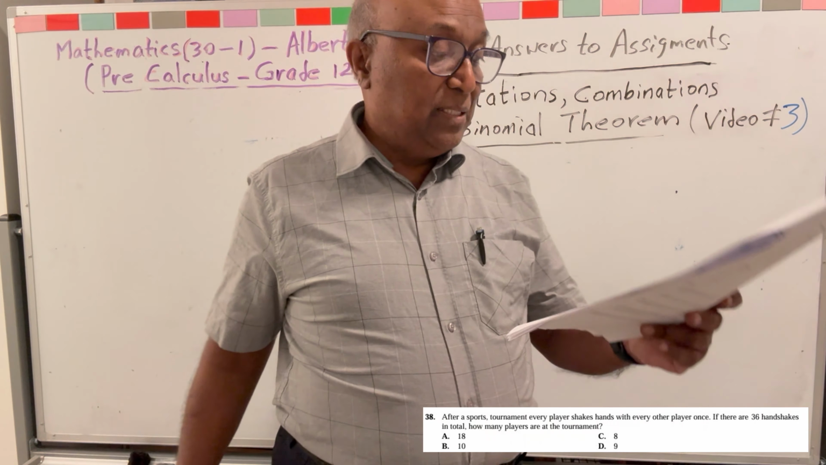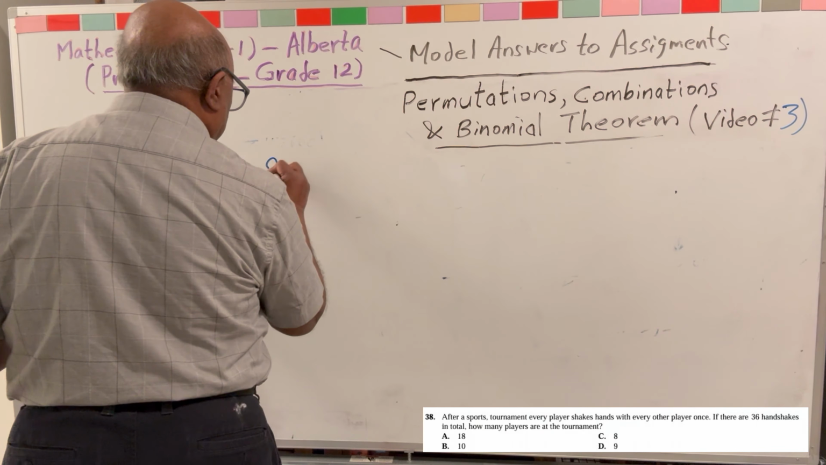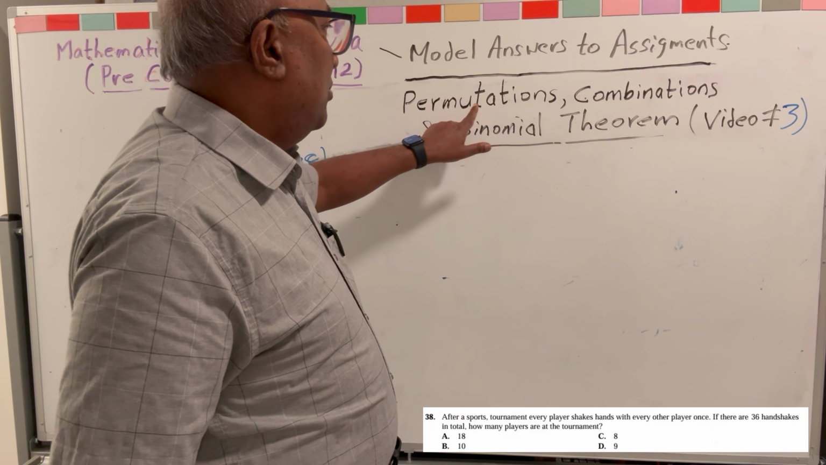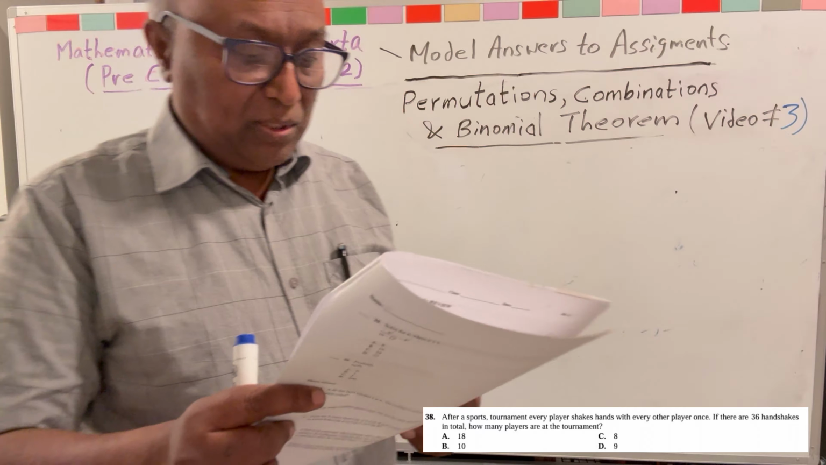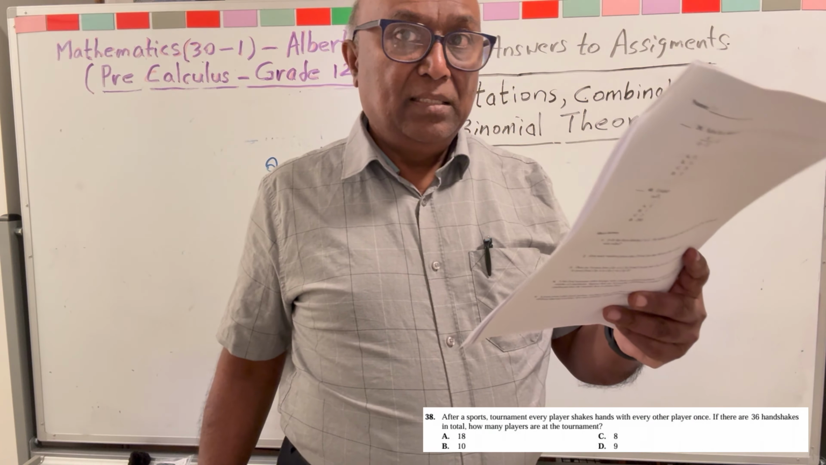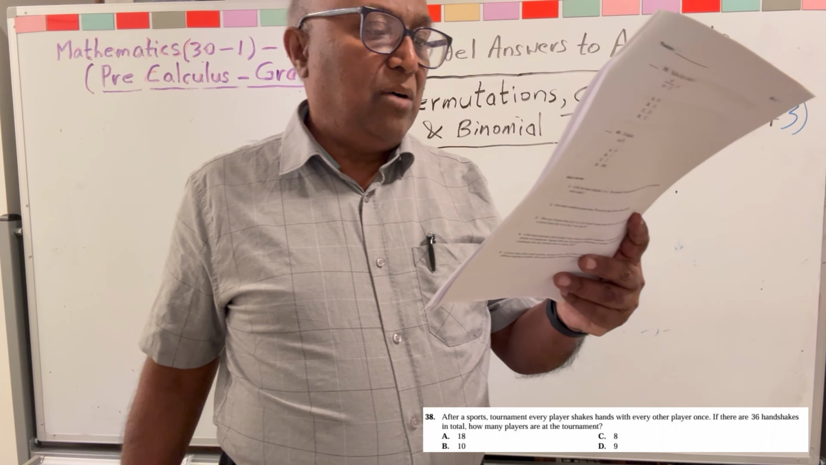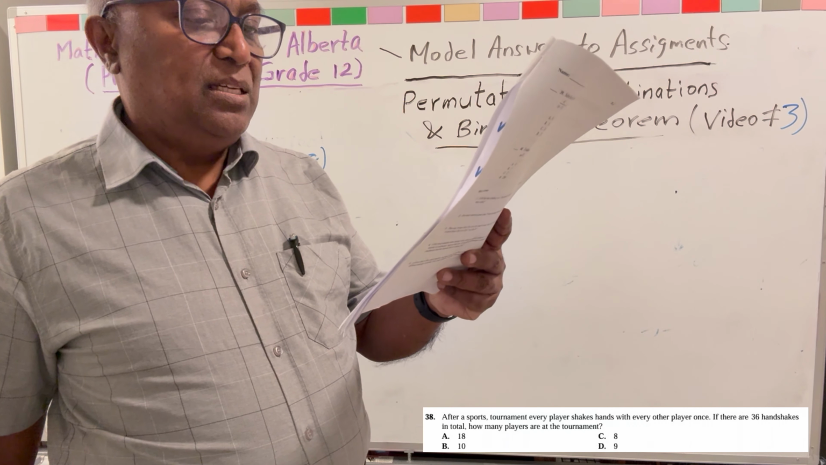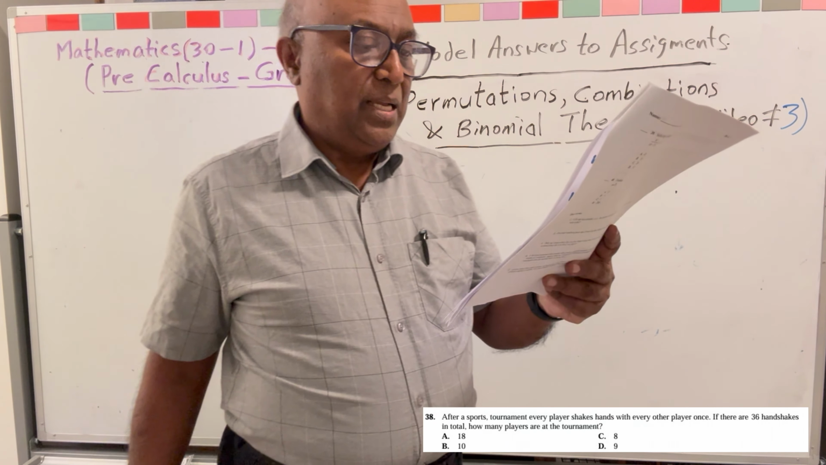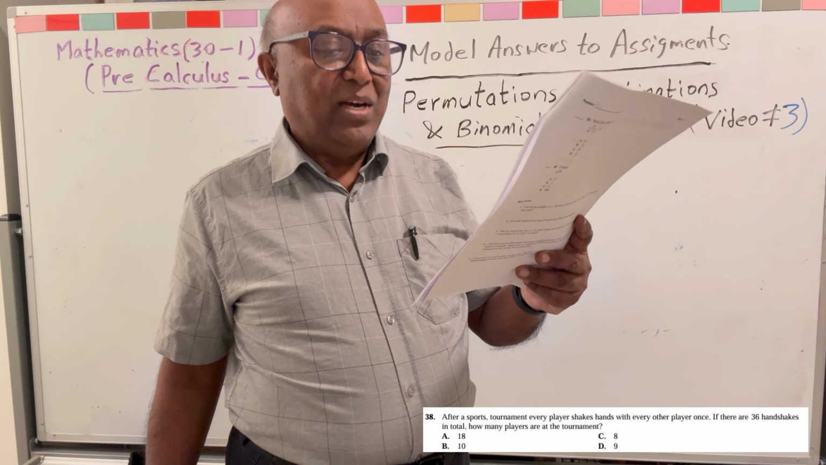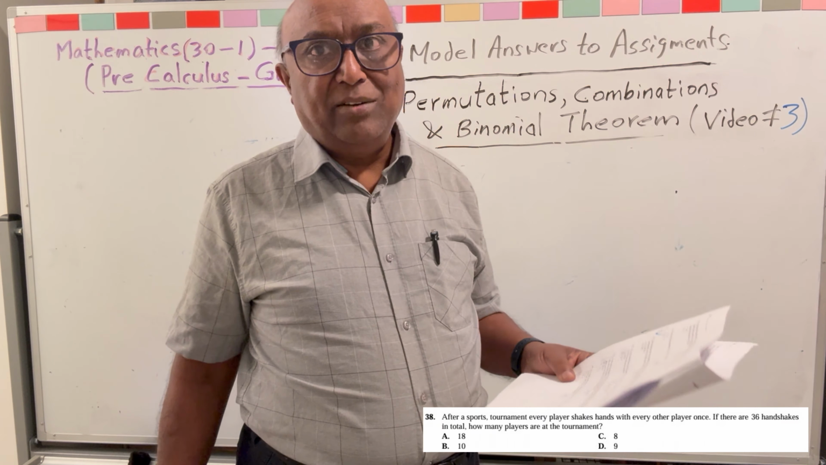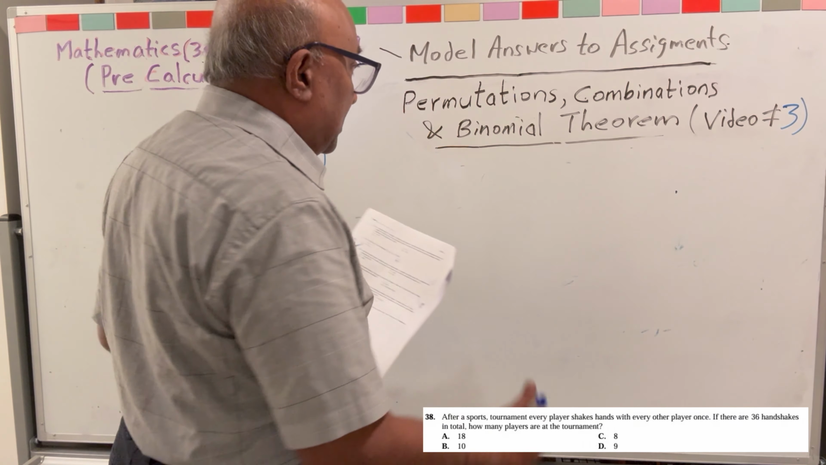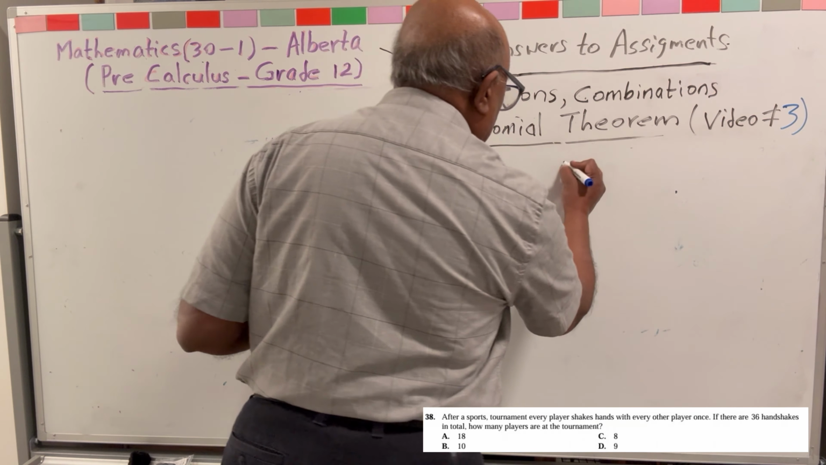Okay, let's do one more question. Question number 38. This is the last question I am supposed to do under the plus 2 section, permutation and combination. Question 38 says, after a sports tournament, every player shakes hands with every other player once. That is the important thing. They are shaking hands one time only. If there are 36 handshakes in total, that means the answer is 36.